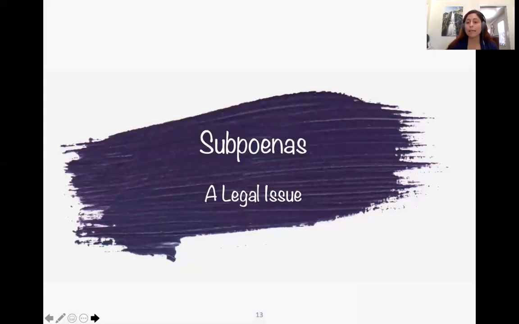Okay, the last topic here that's related to confidentiality and privilege are subpoenas. And subpoenas are a legal matter. And basically a subpoena is when a judge or a lawyer has requested your treatment records for a client, or they've requested that you testify in court. So you would receive a subpoena to testify or subpoena for records, or both.